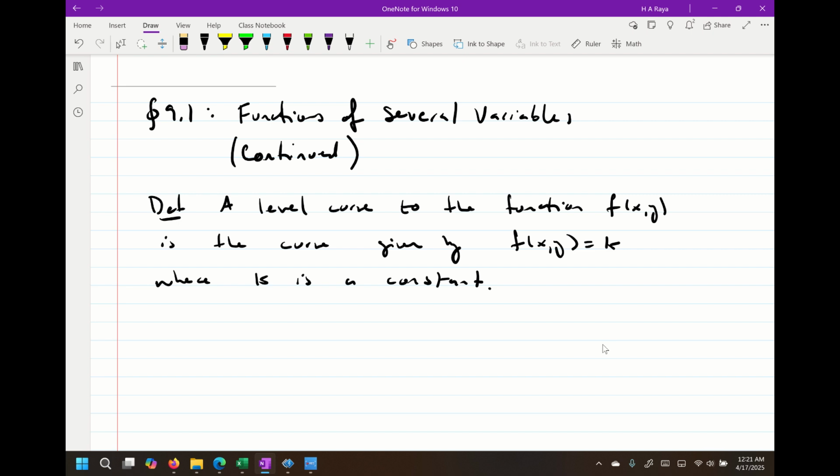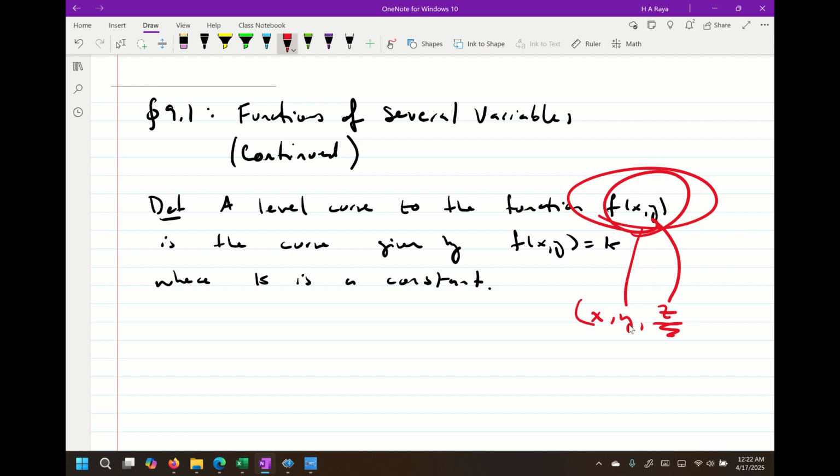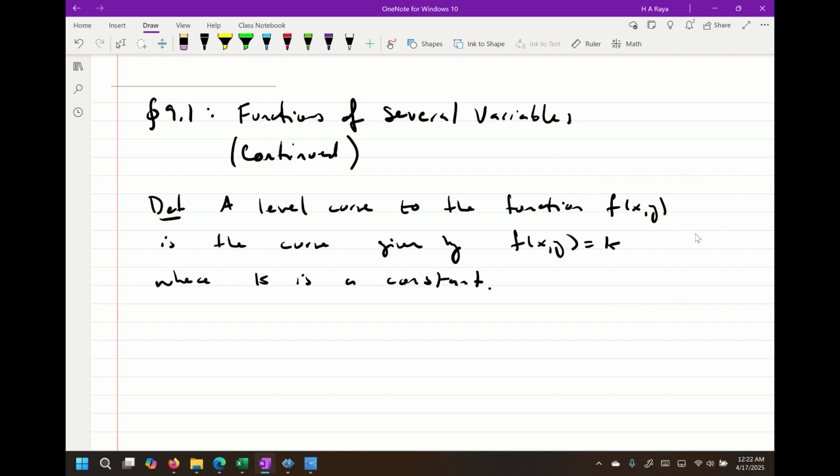A level curve to a function f of xy is a curve given by f of xy equal to k, where k is a constant. In this case, we're trying to take something that is three dimensional. F of xy has points with an x-coordinate, a y-coordinate, and if you wanted the z-coordinate, you compute f of xy to get the z-coordinate. So the points involved in its graph are three-dimensional. So we take this three-dimensional graph and use level curves to interpret it into a two-dimensional graph.